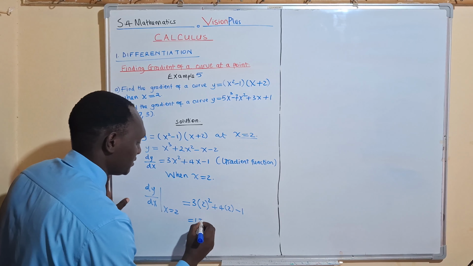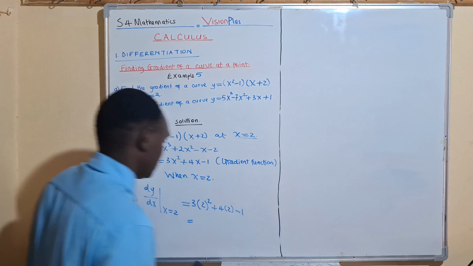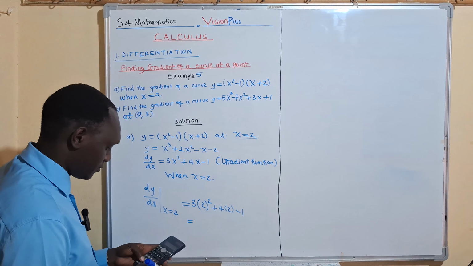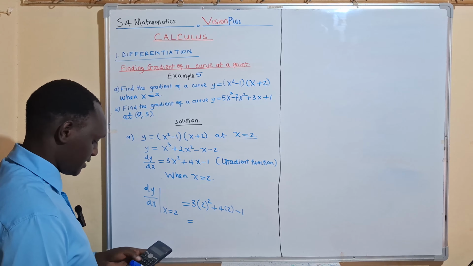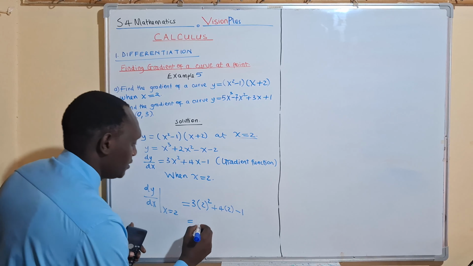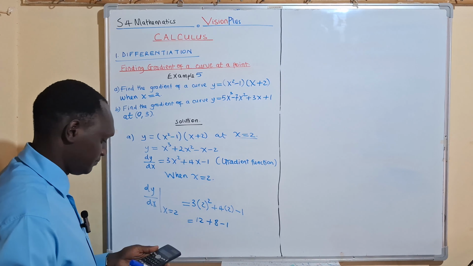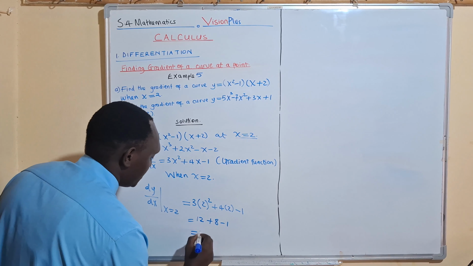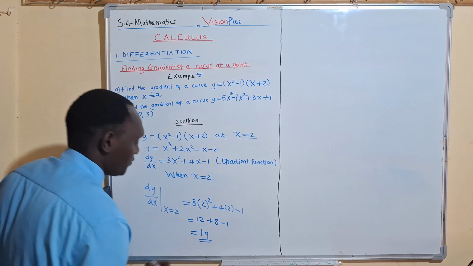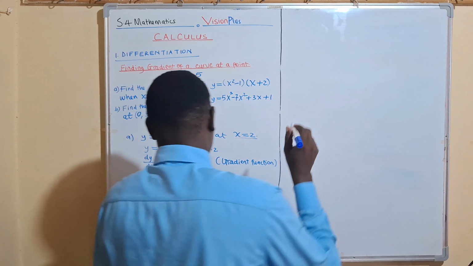I'm getting 15. It's not even 15, it's like 17 there. 2 squared times 3, 12. Let me simplify. So I have 12 plus 8 minus 1. Yes, plus 8 minus 1, 19. Okay, it is 19. That's why it is good to press the calculator. Don't rely on your own mathematical examination.